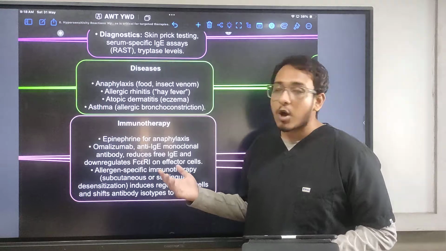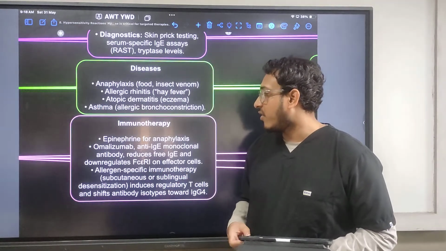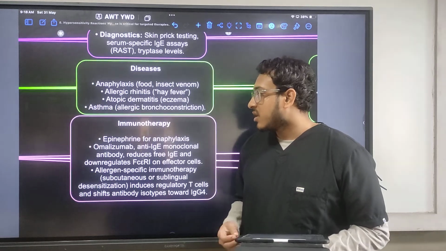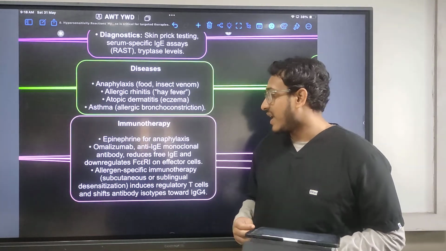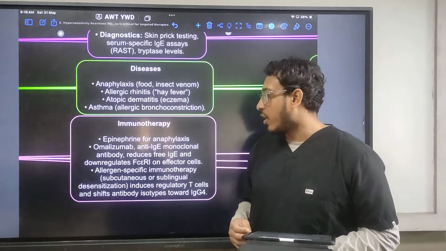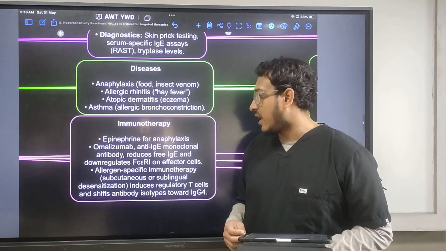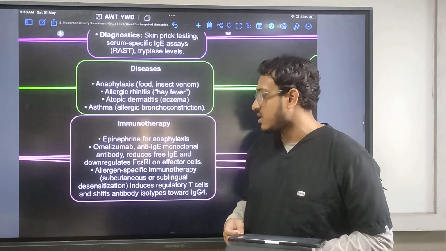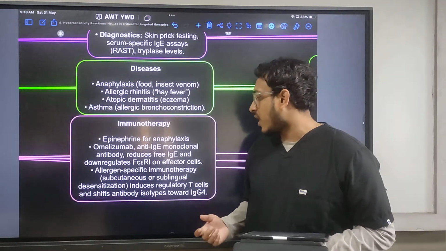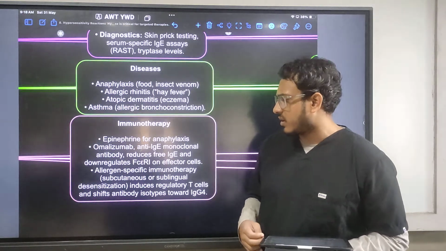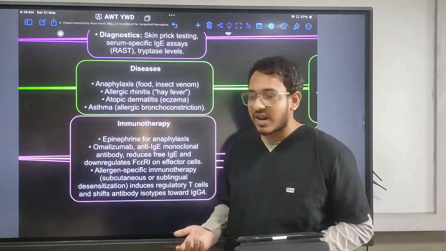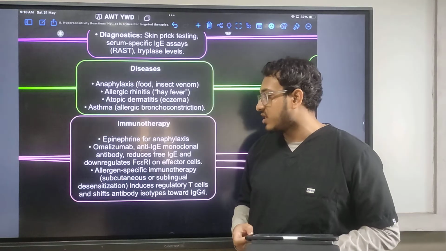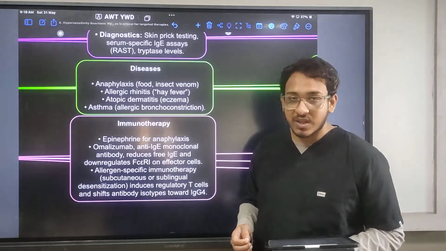So the treatment, how we will treat this: it is by epinephrine for anaphylaxis, omalizumab, which is an anti-IgE monoclonal antibody. It will reduce the free IgE and downregulate the FcεRI receptors on effector cells. Then allergen specific immunotherapy, subcutaneous or sublingual desensitization. This can also induce regulatory T cells and shift the antibody isotype towards IgG4.